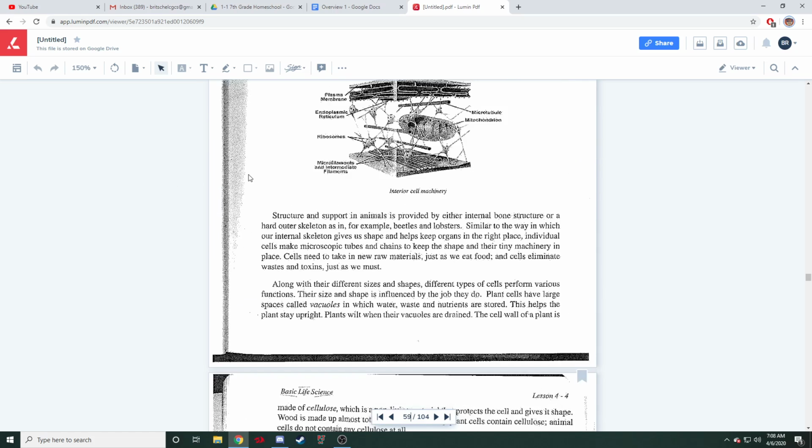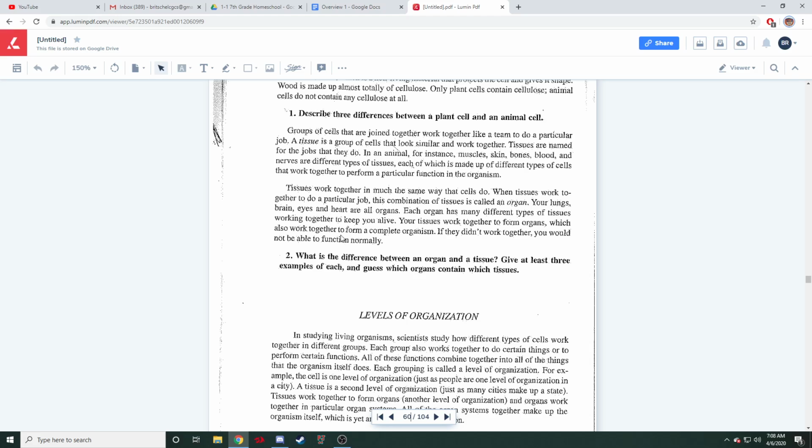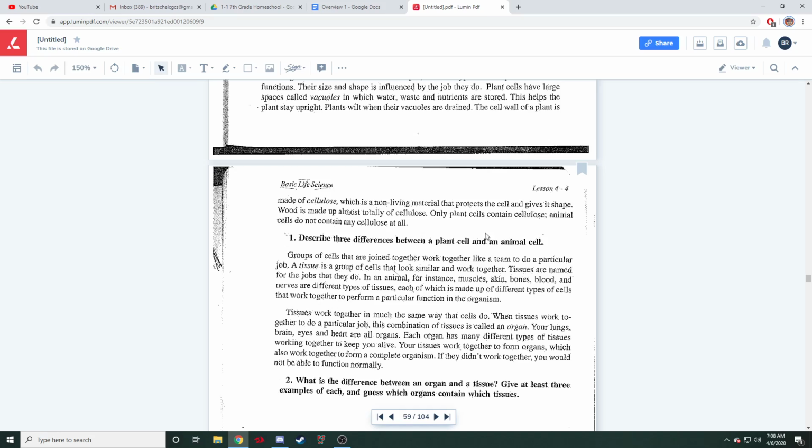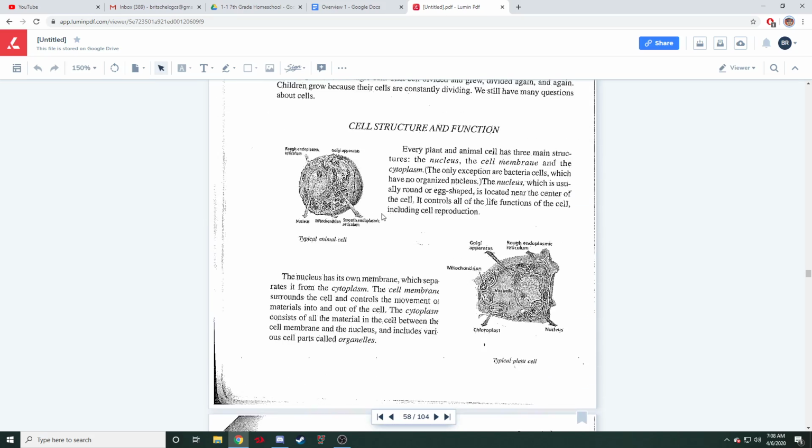So yeah, that is the end of our close reading. Again, I'm looking for you to tell me the difference between an organ and a tissue, and tell me the difference between a plant cell and an animal cell. A lot of great information in here.